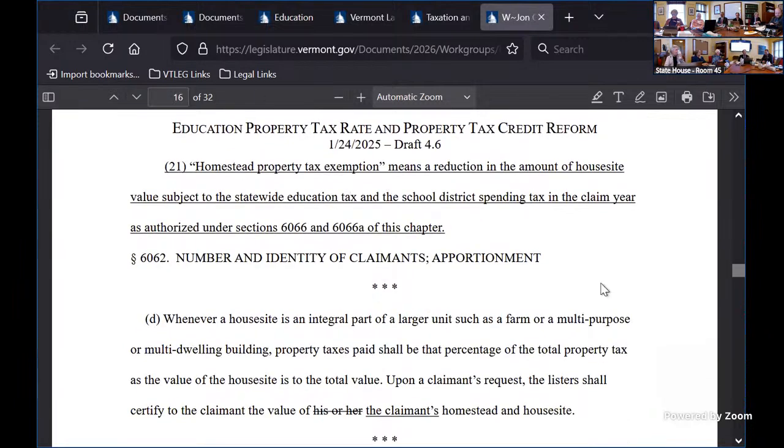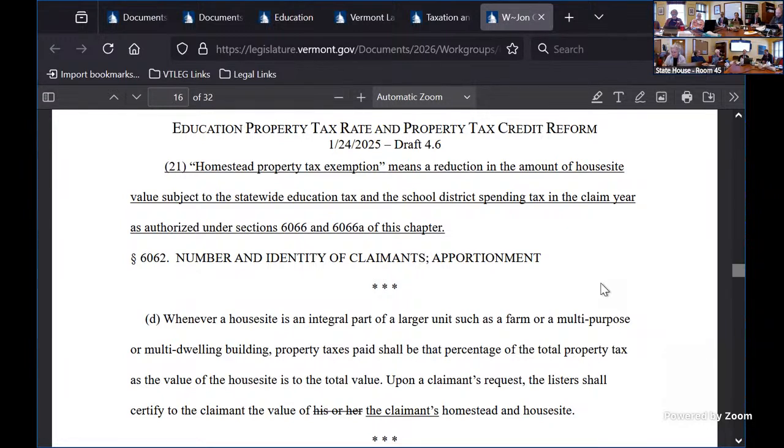New defined term for homestead property tax exemption. That's what's created. That's the big proposal in this chapter. It's the reduction in the amount of your house site value. So not your homestead, it's the reduction in just the dwelling plus those surrounding necessary land up to 2 acres. That's subject to the statewide education tax and the school district spending tax.